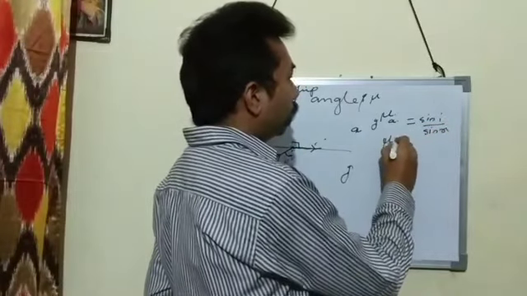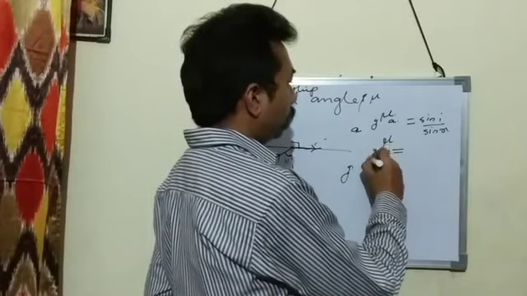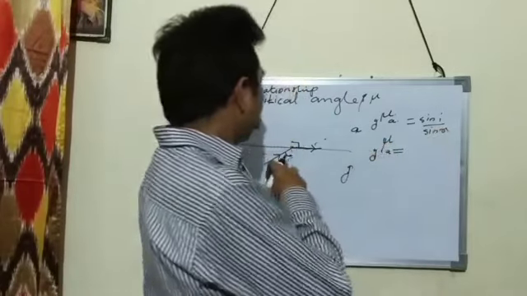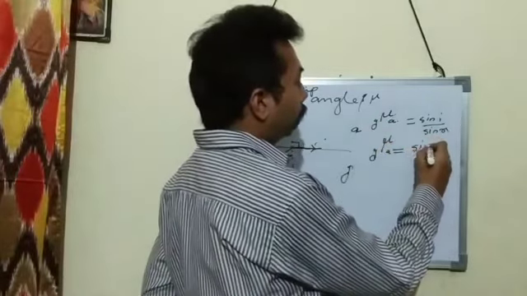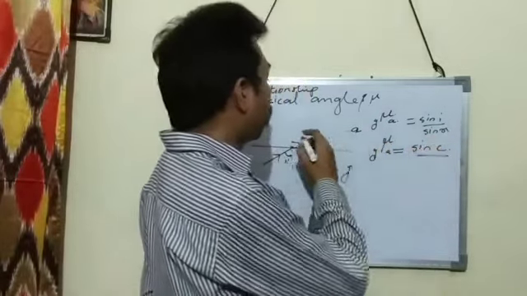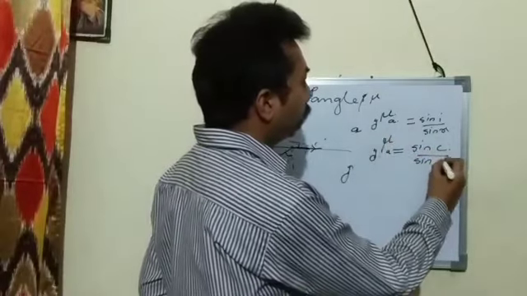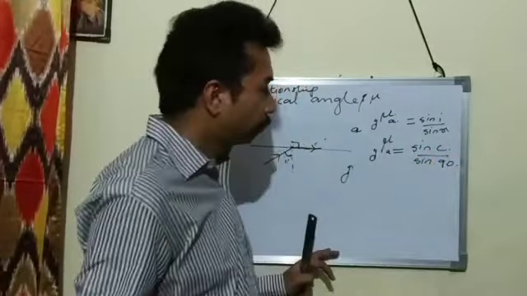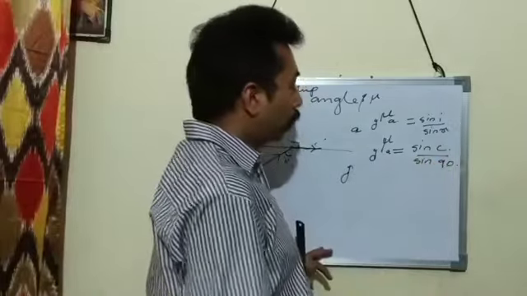So refractive index is equal to sin i. Here sin i means this is a critical angle. Sin of critical angle upon sin r. Sin r is 90 degrees, sin 90. The value of sin 90 is 1.